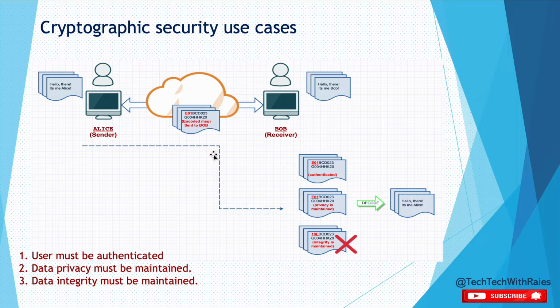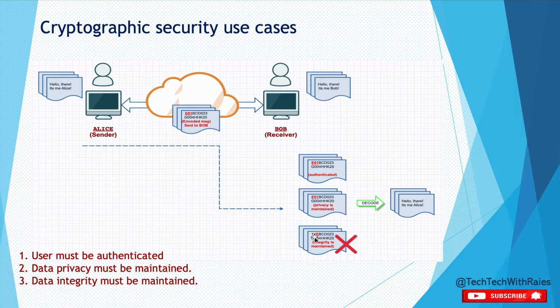One more very important use case in this cryptographic security model is that whatever message is sent should be received as it is. That means "Hello there, it's me Alice" should be received in a proper format, exactly as it is. That means "hello" cannot be at the index of "there," or "there" at the index of "me," something like that. So this is a part of integrity. This complete message should be received at Bob's side in a complete, integral way.